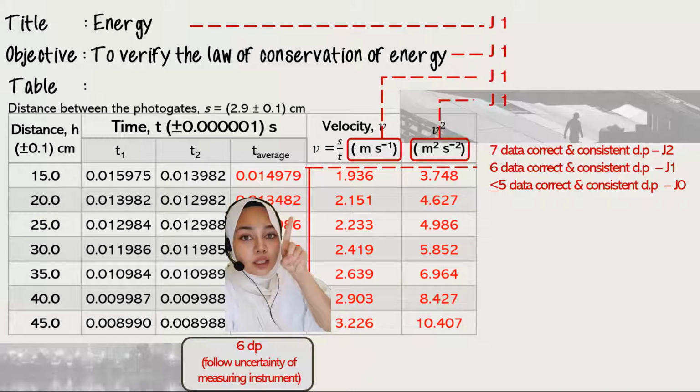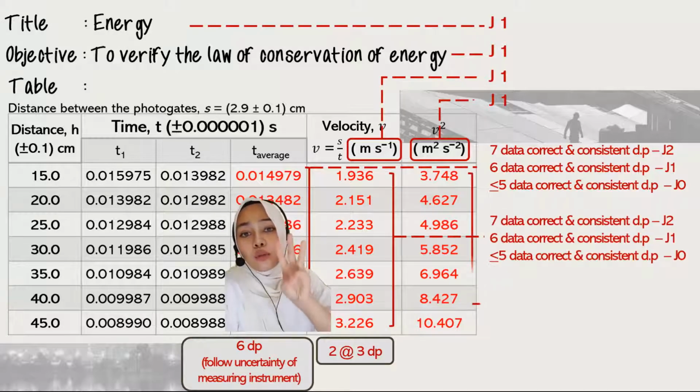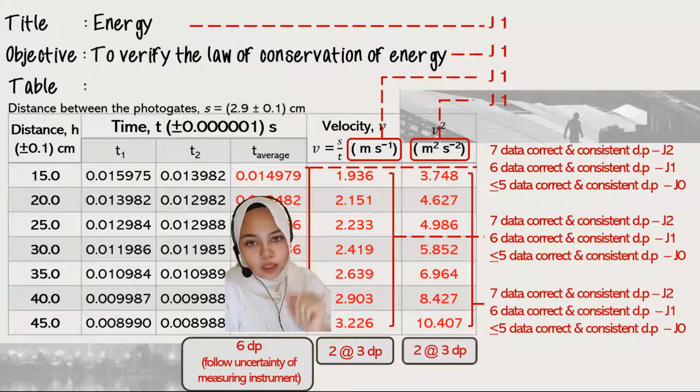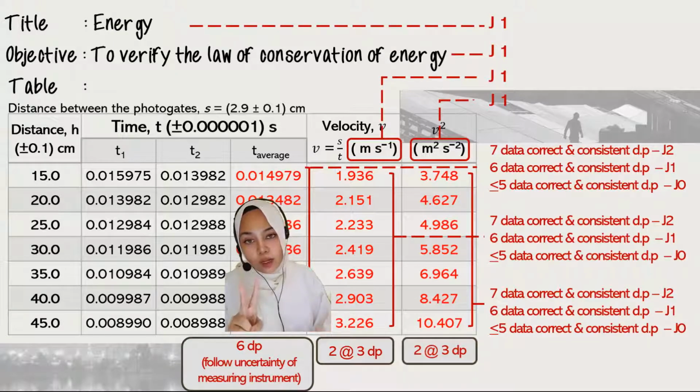Your calculated data velocity and the velocity squared can be rounded off to 2 or 3 decimal places, but you have to be consistent. If you want to use 2, make sure it is 2 throughout your data, or 3, throughout the data. You cannot just 2 and then sometimes 3. You can't. Once again, for your v and v squared, if they are consistently 2 or 3 decimal places and they are all correctly calculated, then you can get 2 marks. 1 wrong, 1 mark, and more than 2 wrongs, 0 marks.